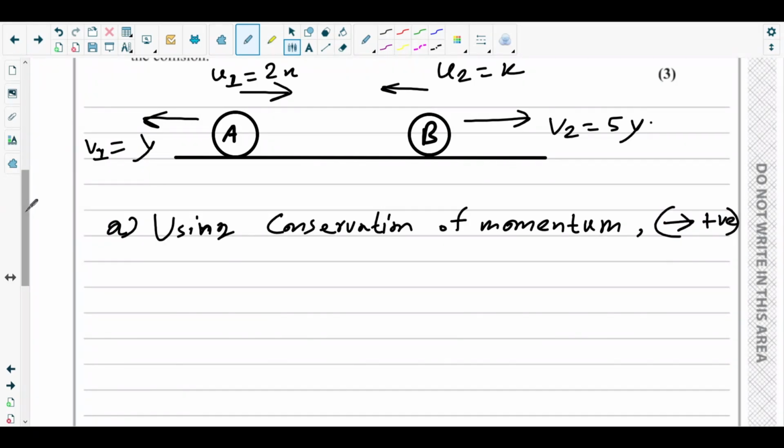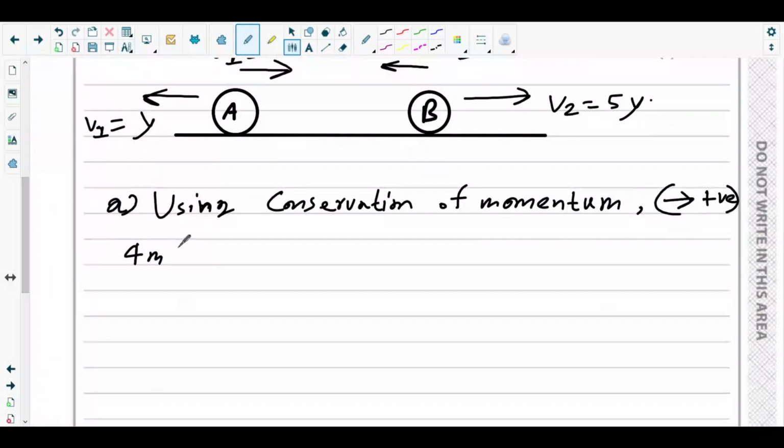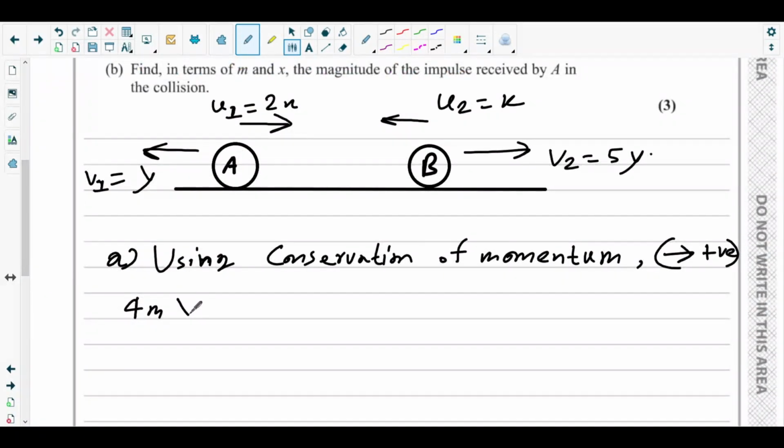Okay, so m1 is 4m. The initial velocity of particle A is what? Twice of u, and that's twice of x. It's in the positive direction, so that's why positive 2x.